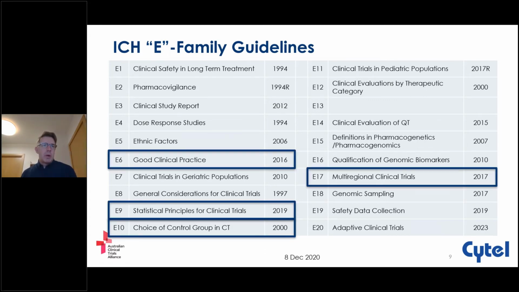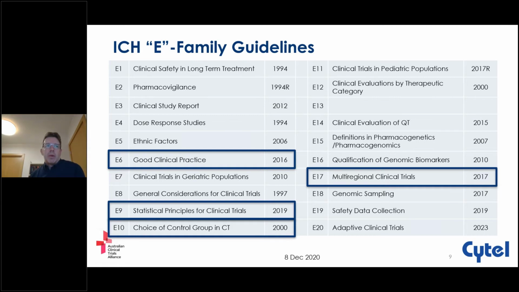We're going to talk about good clinical practice first, E6. We're going to talk about E9, statistical principles for clinical trials. I'm also going to talk about a revision to that one to do with Estimands. We're then going to talk briefly about E10. It's not a very big guidance, but it's important enough to include. And then just say a few words about multi-regional clinical trials.